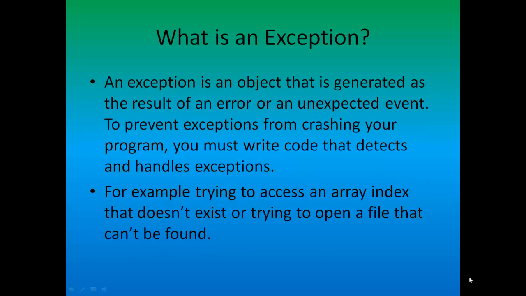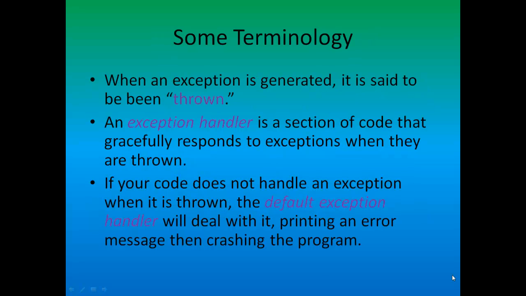So what is an exception? An exception is an object that is generated as the result of an error or an unexpected event. To prevent exceptions from crashing your program, you must write code that detects and handles exceptions. Some examples of exceptions include trying to access an array index that doesn't exist, or trying to open a file that can't be found. This slide contains some basic terminology that's used when referring to exceptions and exception handling.